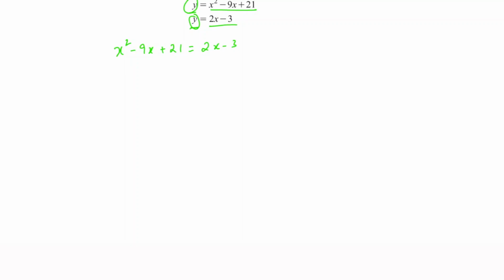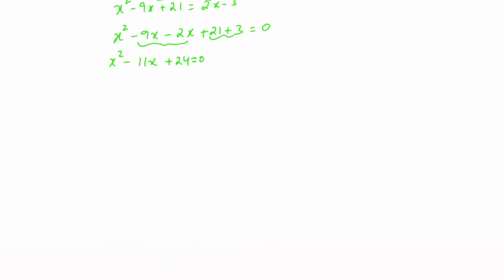So if we try to pair the terms, minus 9x, I can bring this 2x over to the left hand side with the 9x, and 21 is there, plus 3. This will also come over with the positive 3 and the other side will be 0. So let's solve this. x squared minus 9x minus 2x is minus 11x, and 21 plus 3 is 24, equals 0.